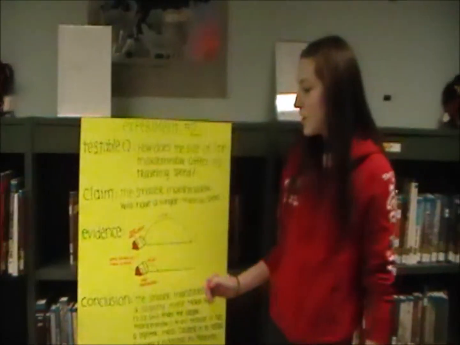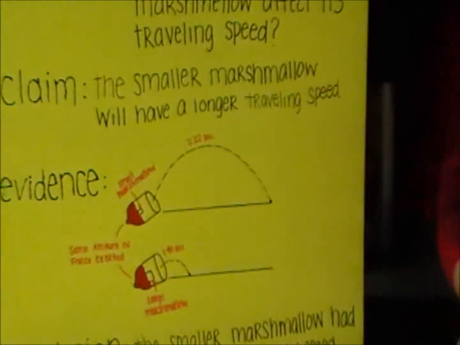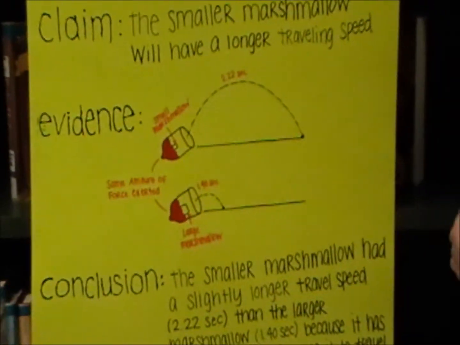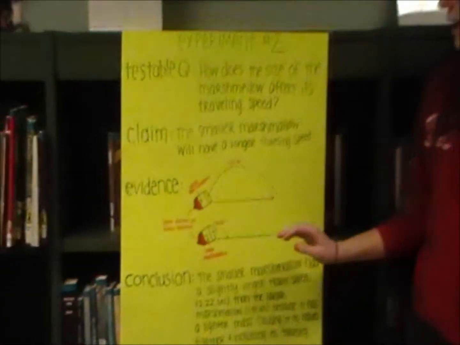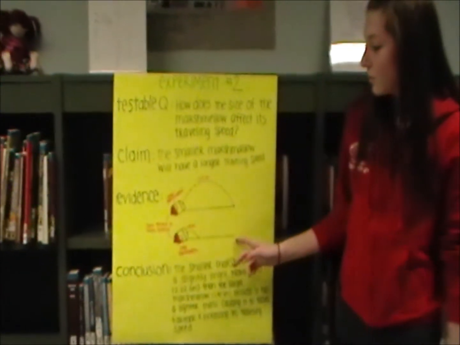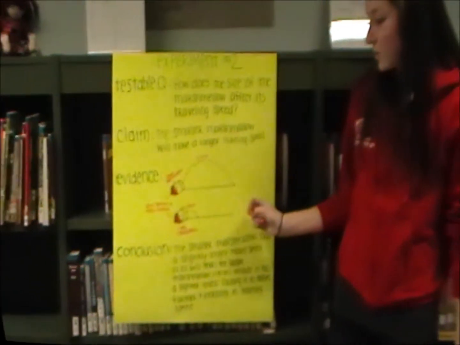Right, so we started with the smaller marshmallow first, and we used the same amount of force for both marshmallows. We pulled it back and let go, and it hit the table 2.22 seconds after we pulled the balloon. For the larger marshmallow, we used the same amount of force, but this only lasted 1.40 seconds and traveled a shorter distance.